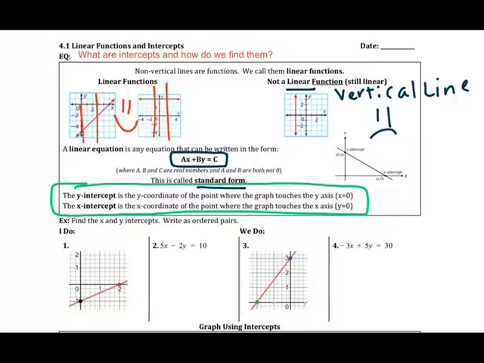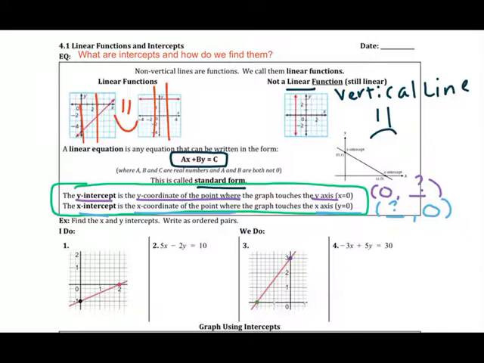So the y-intercept is the y-coordinate of the point where the graph touches the y-axis. So the y-intercept is going to always happen when x is equal to 0. The y-intercept will be that number in the second spot of that ordered pair. The x-intercept is the x-coordinate of the point where the graph touches the x-axis. So for the x-intercept, the value that we're looking for, the x-intercept is the first part of the ordered pair, and 0 is the second part of the ordered pair. So big things to notice.